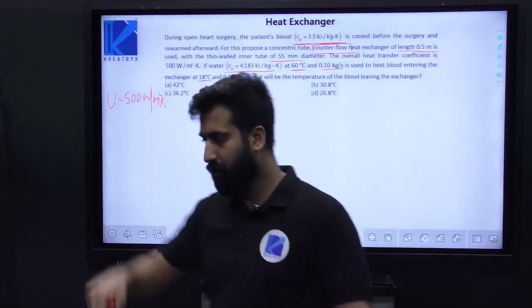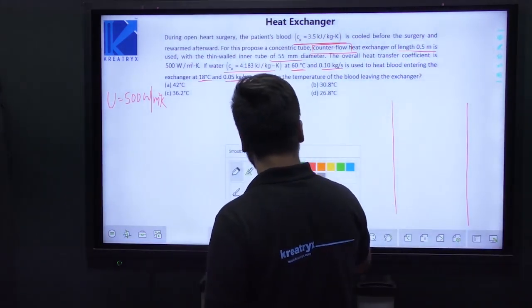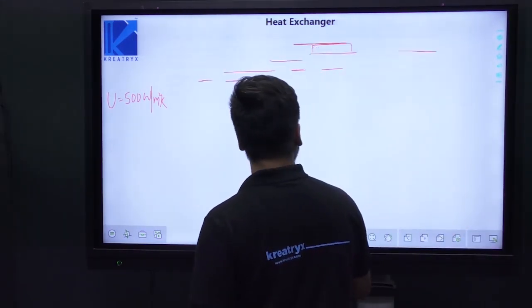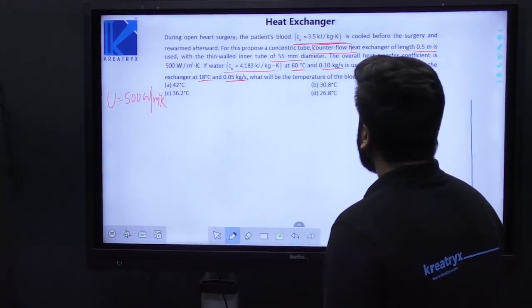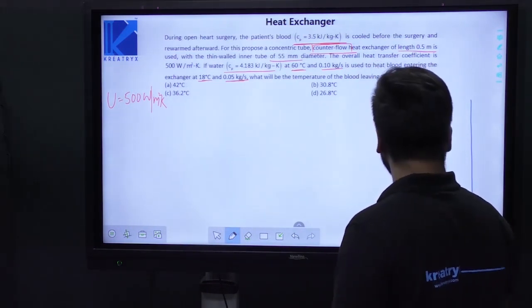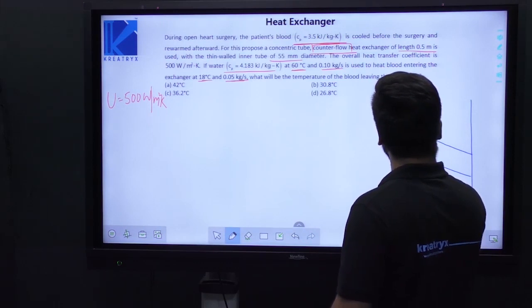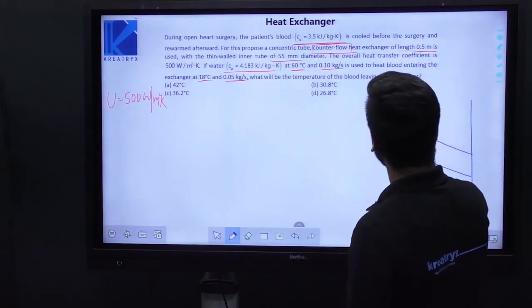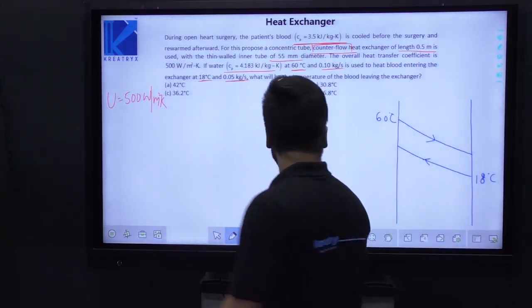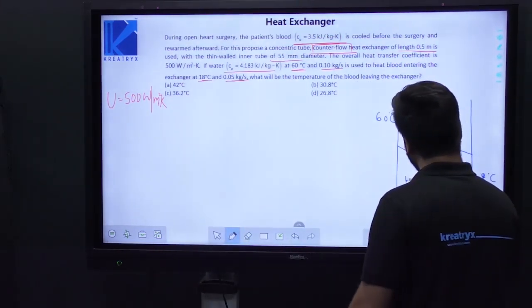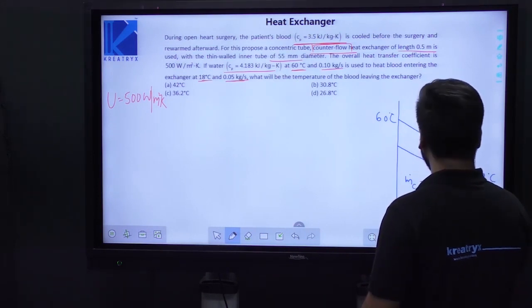Okay. All you have to do is firstly draw the temperature distribution, the temperature profile. Okay. So what is given is that the water is at 60 degrees Celsius, and it is a counterflow heat exchanger. So water at 60 degrees Celsius, this is the inlet temperature of water, and blood entering at 18 degrees Celsius. So blood is the cold fluid, which is entering at 18 degrees Celsius, and I am denoting the mass flow rate of blood with m_c. Okay, so m_c is 0.05 kilogram per second.